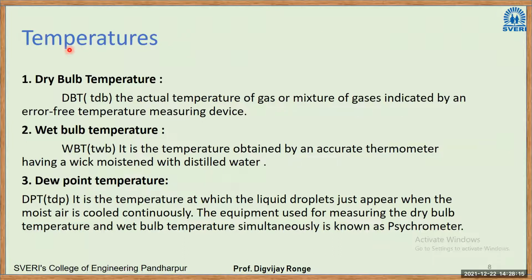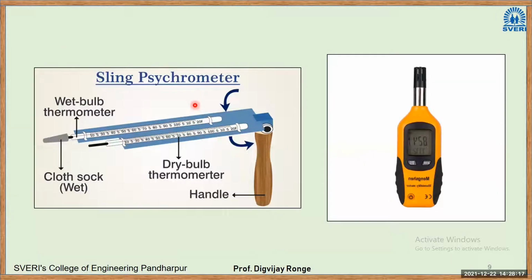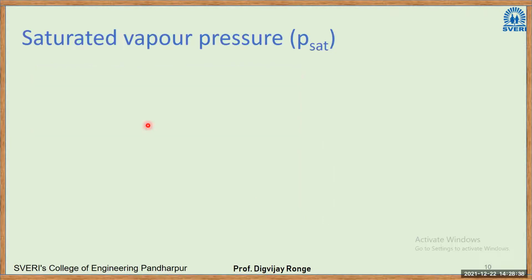Then we have studied about the temperatures. There is this device, the psychrometer. One thermometer measures the dry bulb temperature. In the other, the bulb is covered with a wet cloth. Due to evaporation of water, heat transfer takes place, and due to heat transfer the temperature reduces. In that case, WBT is always smaller than the dry bulb temperature. Now the next very important concept here is saturated vapor pressure. It is the partial pressure of water vapor in saturated conditions.